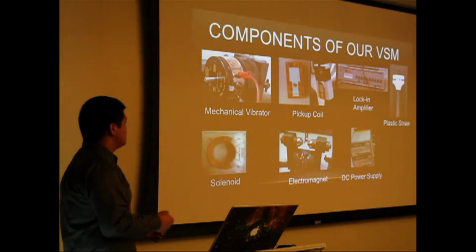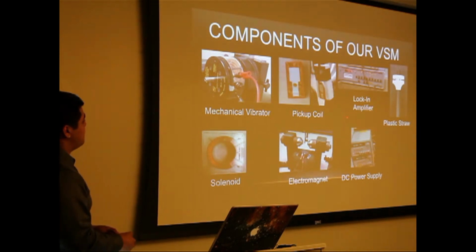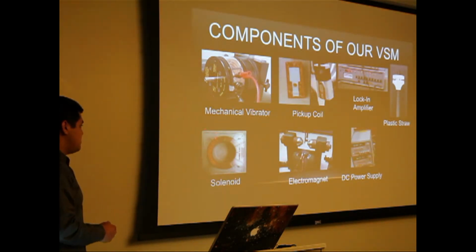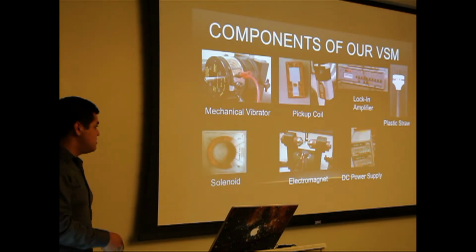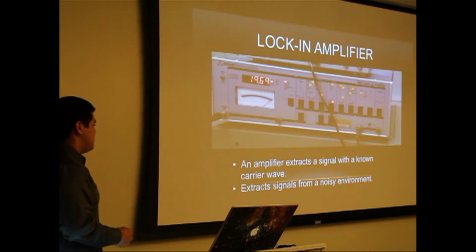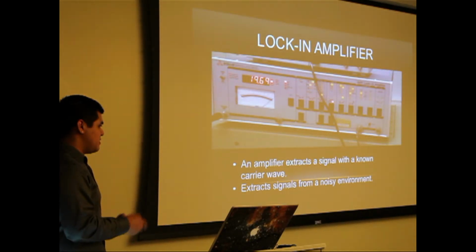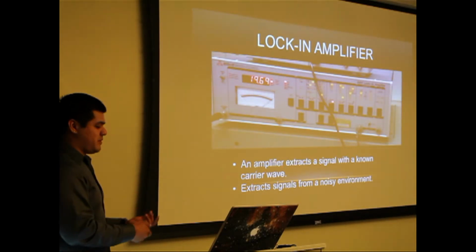For our components, we have the mechanical vibrator, the pickup coil, the lock-in amplifier, and the plastic straw where the sample is attached. We use two magnets: a solenoid and an electromagnet, and then we use a DC power supply. The lock-in amplifier extracts a signal from an unknown carrier. For me, that would have been the function generator, and it can also extract a signal from a noisy environment.